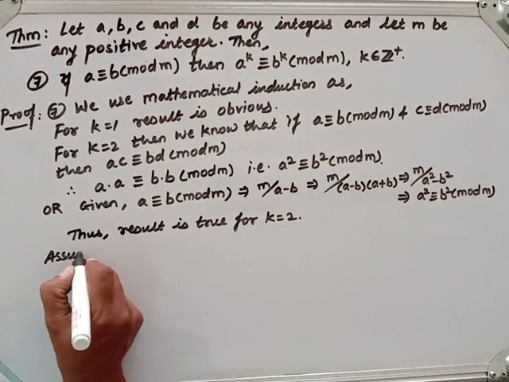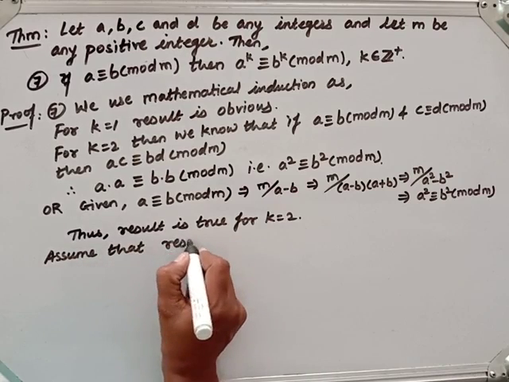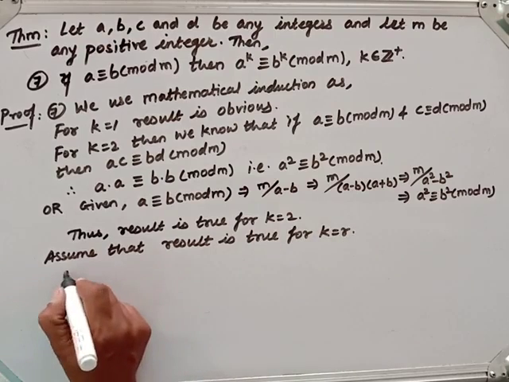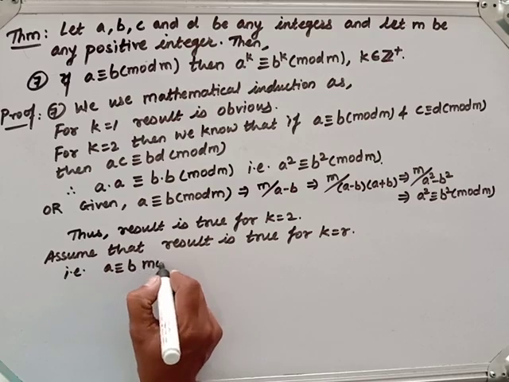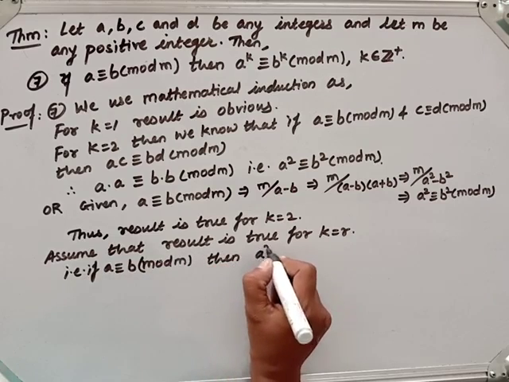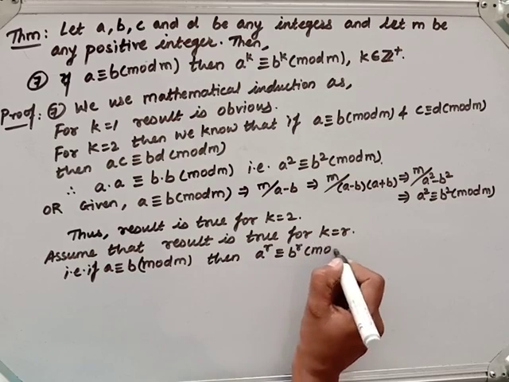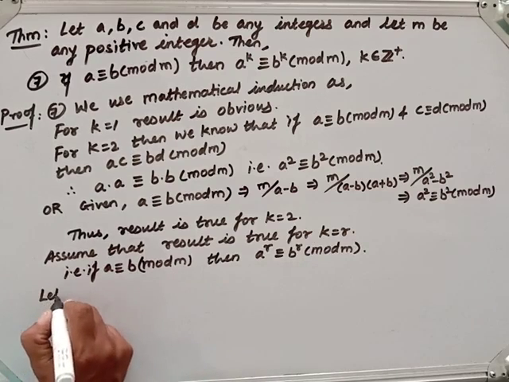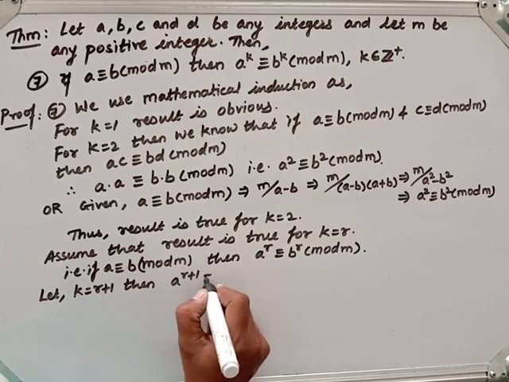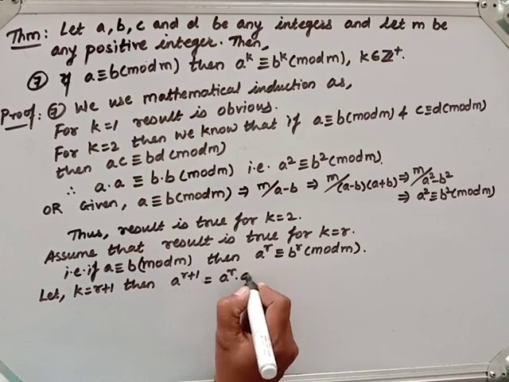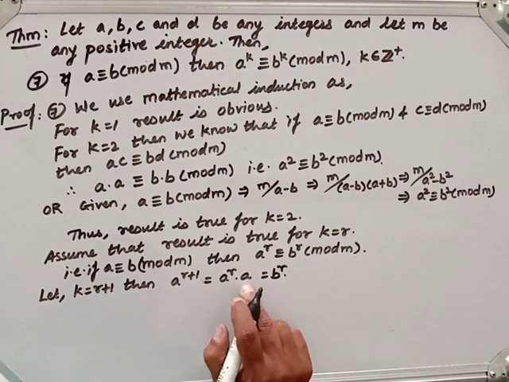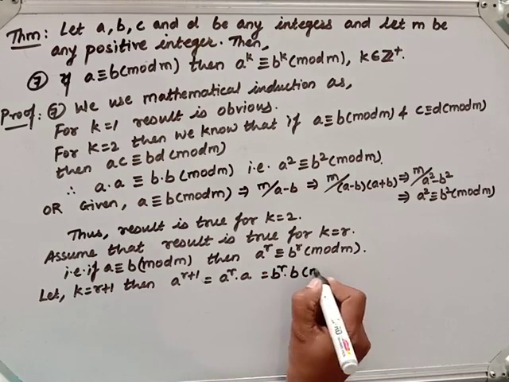Now assume that the result is true for k equal to R. That is, if A is congruent to B modulo m, then A raised to R is congruent to B raised to R modulo m. Also, let k equal R plus 1. Then A raised to R plus 1 is equal to A raised to R into A. Now you know A raised to R is congruent to B raised to R. Fine. And this A is congruent to B modulo M.